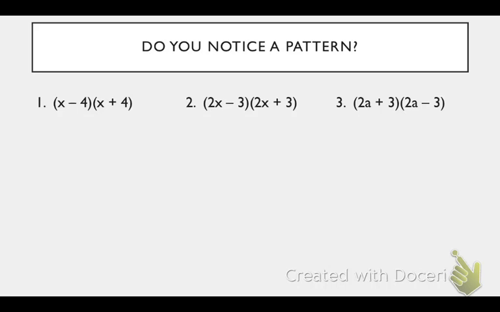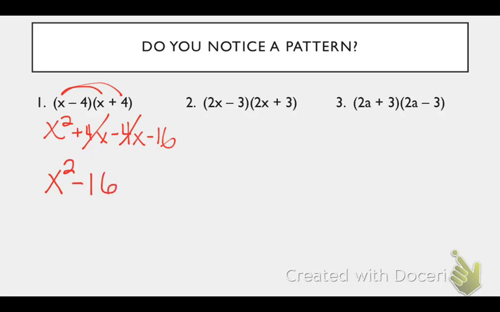So in the first one, x minus 4 times x plus 4, you should know the FOIL acronym, which says first do x times x, which is x squared. Outer would be plus 4x, inner would be minus 4x, and last would be minus 16. Then I combine the two middle like terms and I notice that they cancel, which results in x squared minus 16.